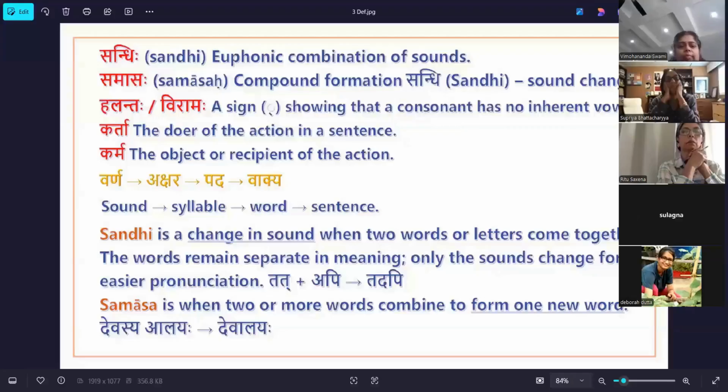So the sequence we have known: varna means a, i, e, whatever. Then it becomes a syllable. Then it becomes a pada. Pada means after adding vibhaktis, it becomes a pada. And then from the padas are formed vakyas, meaning sentences. Sandhi, we have seen, is a change in sound, but samasa forms new words. Sandhi is just joining two words, just for the sake of pronunciation, that's all. There is no other change.